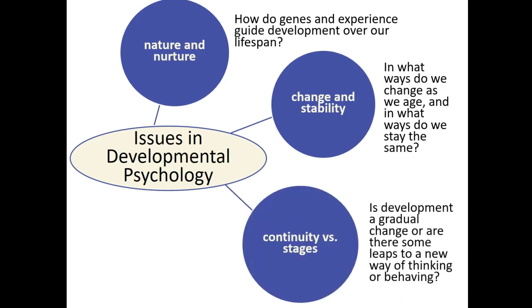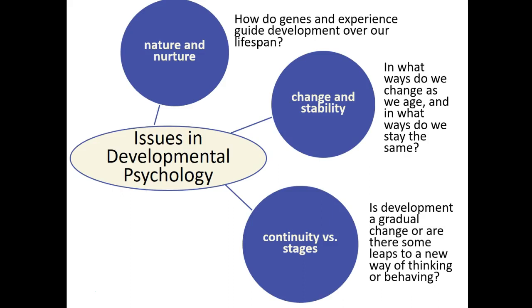A third one has to do with continuity versus stages. And again, the best way to describe this is, is development more like a dimmer switch? We've all seen or used dimmer switches in which you can gradually turn on a light. And presumably you could do it so slowly that you wouldn't even know the light was going on. Or, on the other hand, does development tend to go into stages in which one stage ends, another begins, and there are clear leaps in developmental skills.